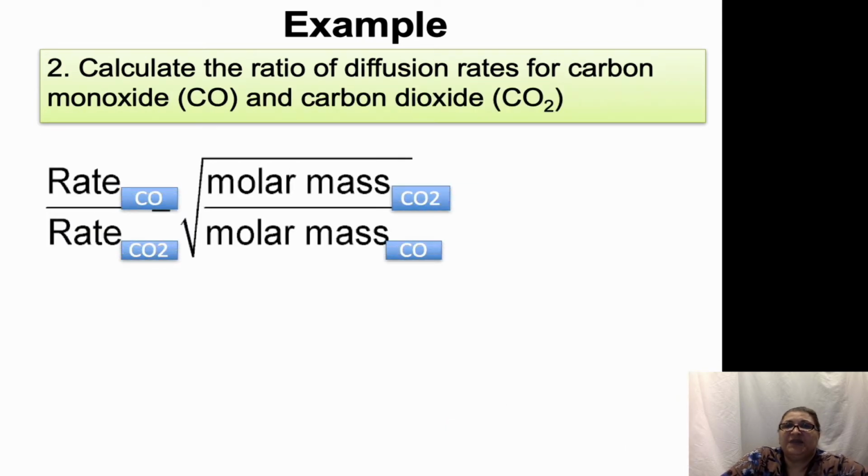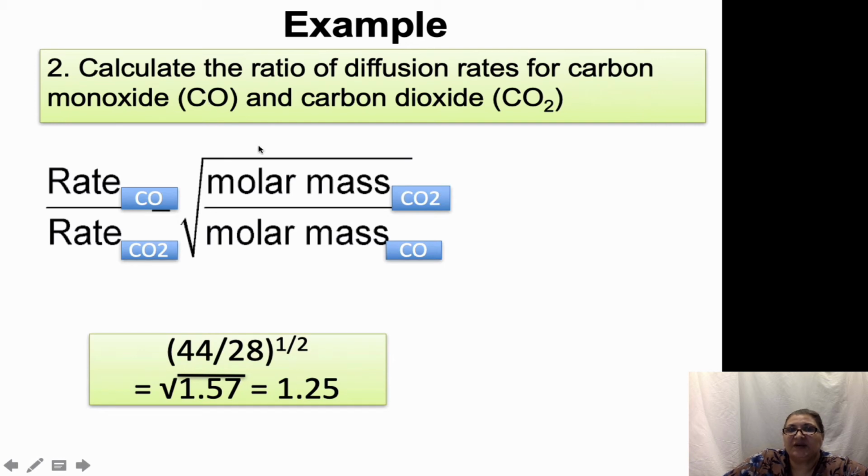Calculate the ratio of diffusion rate for carbon monoxide and carbon dioxide. Carbon is 12, oxygen is 16, so 12 plus 16 is 28, and carbon dioxide is 12 plus 32, which is 44. So 44 over 28, the square root of that would be the square root of 1.57, which is 1.25.